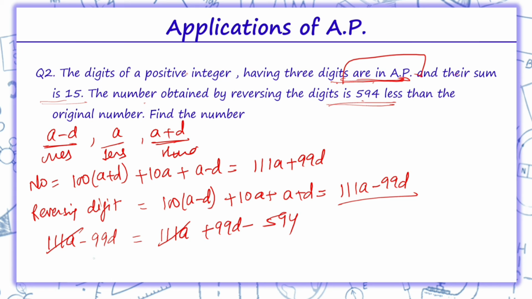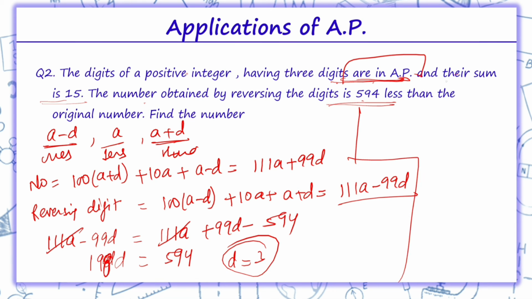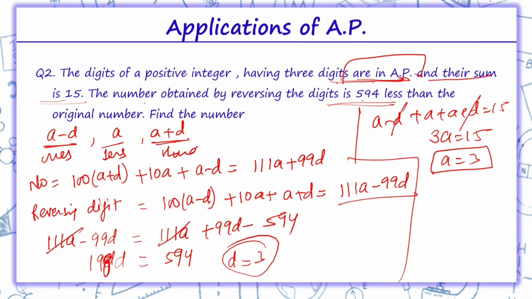So here the number obtained by reversing digits, 111a minus 99d, is 111a plus 99d minus 594. This will be cancelled out. Here we will get 198d as 594. So the value of d will be 3. The first statement which they gave is the sum of their digits is 15. a minus d plus a plus a plus d is 15. We will solve it. 3a is 15. Sorry, the value of a is 5. The value of a is 5 and the value of d is 3.